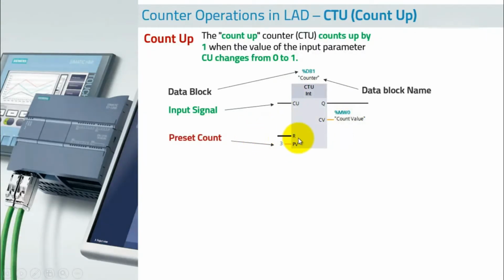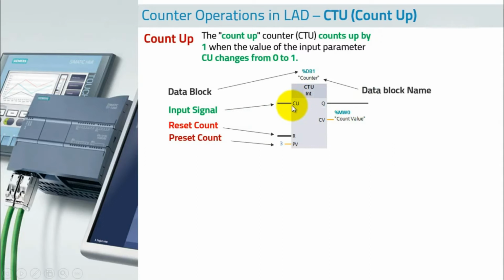If you give a reset signal here, now there's the preset value, similar to your timer. Suppose you have a preset value of 3 and your input signal goes 3 times from 0 to 1, then the output will be on. And I was telling about reset. When you give a reset, the count value goes back to 0 and the output will be off.